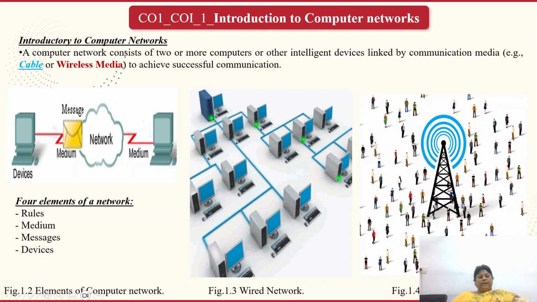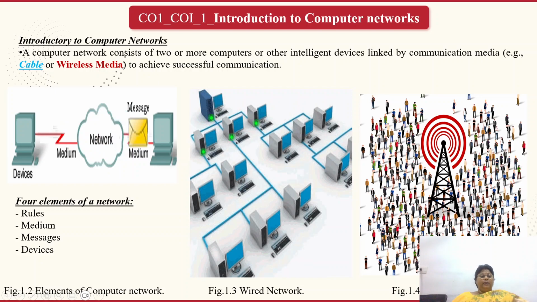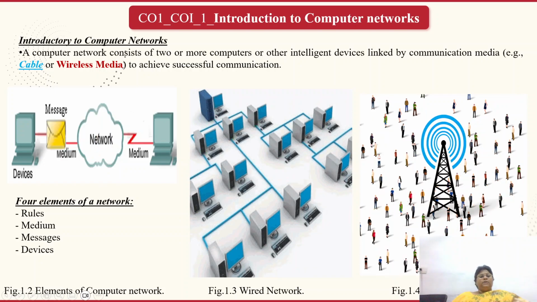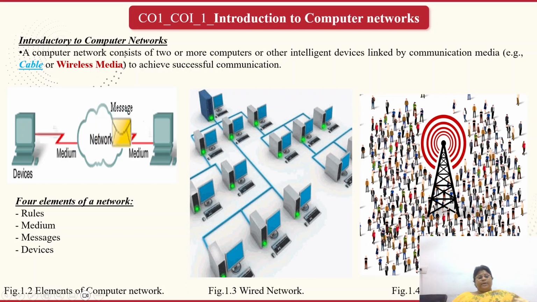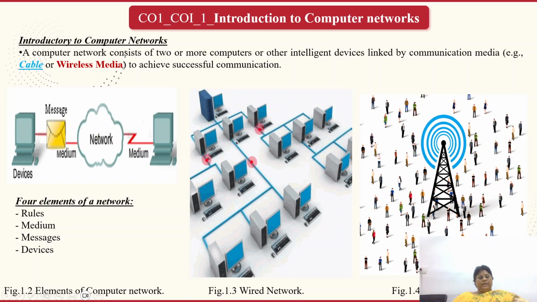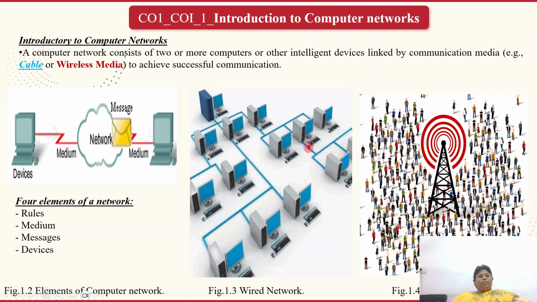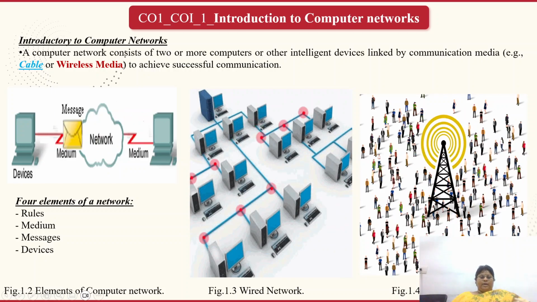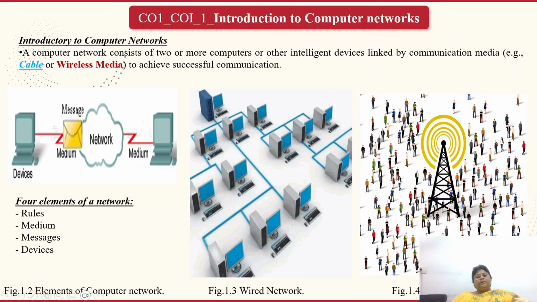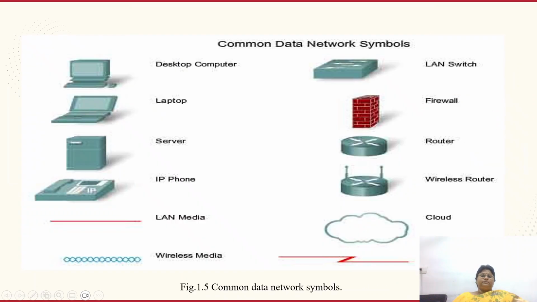The basic fundamental components of a network are rules, medium, messages, and devices. Rules means the rules and regulations that the devices follow to communicate with each other. Medium is the wired or wireless medium through which the message is going to be transferred. Messages are the information you want to transfer. And devices are the transmitting device and the receiving device.